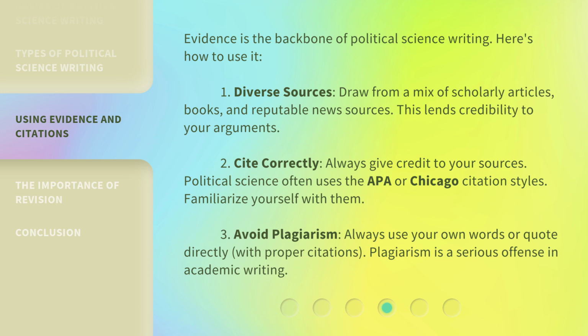2. Cite correctly. Always give credit to your sources. Political science often uses the APA or Chicago citation styles. Familiarize yourself with them. 3. Avoid plagiarism. Always use your own words or quote directly, with proper citations. Plagiarism is a serious offense in academic writing.